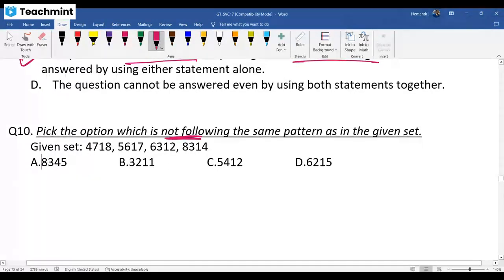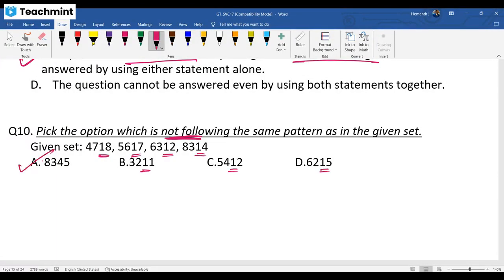One simple thing, I can go with option A here directly. How, sir? Every third number is 1 here. No other tricky part. This is the one which is not satisfying that. All these are maintaining third number as 1. Even the remaining options are also maintaining third number as 1. The only one not following is option A. Right?